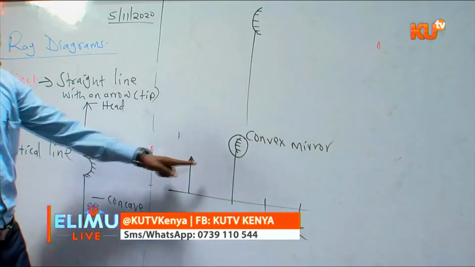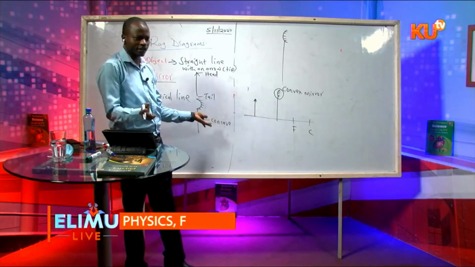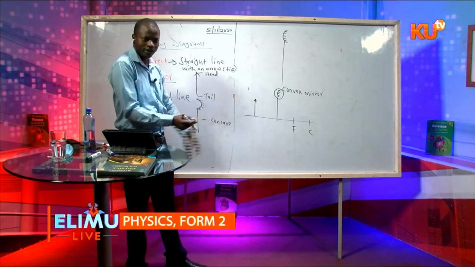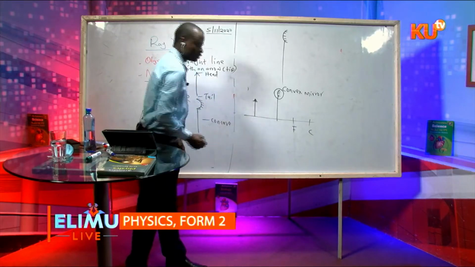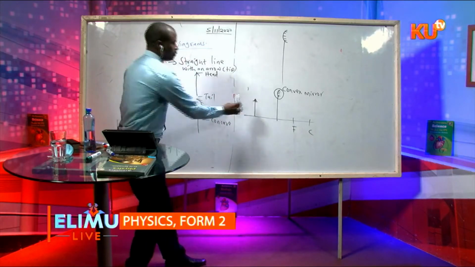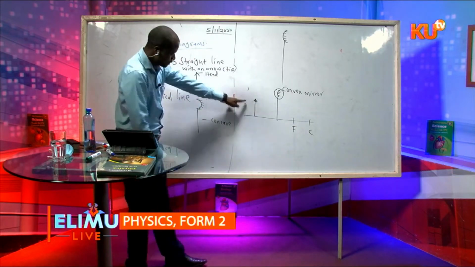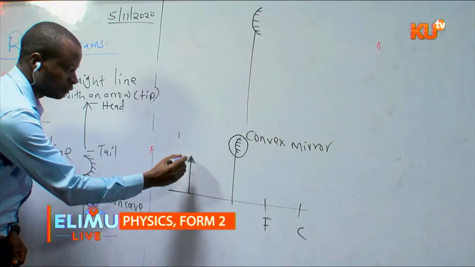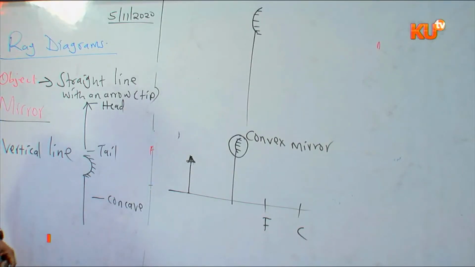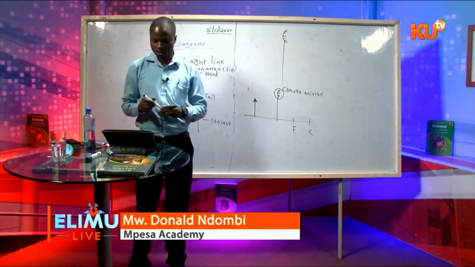Then the next question was, where is the object? What are we reflecting? I can't see anything here. Then one of the students, they like joking, said, use your pen. So you put your pen here like this and say that's the object. That does not make sense. So the object in this case was this vertical line with an arrow. So this is the tip of the object, this is the tail. So from here you can draw your ray diagrams.